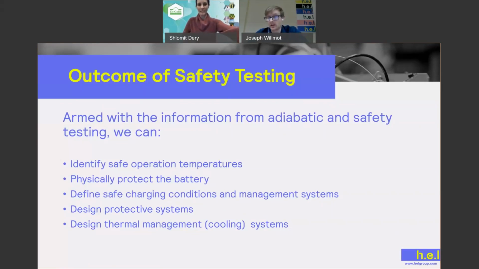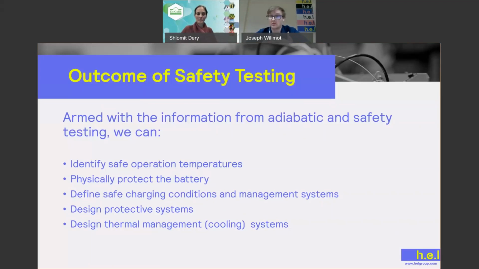Physical protection with my nail penetration tests. Have I got sufficient physical protection to the battery so that if it's exerted under X amount of force, it will still be okay? We can define the self-charging and discharging of the cell via us maintaining it under adiabatic conditions and just operating it normally and seeing whether that actually takes it into a thermal runaway.